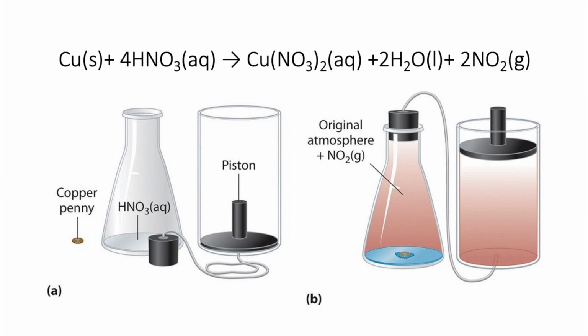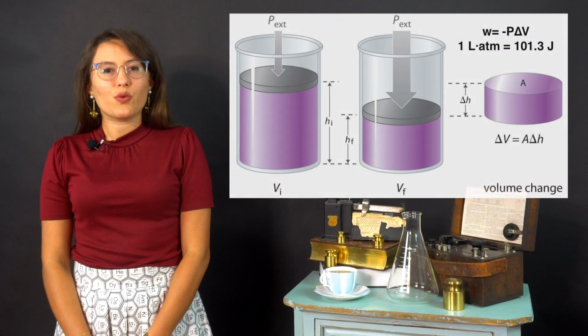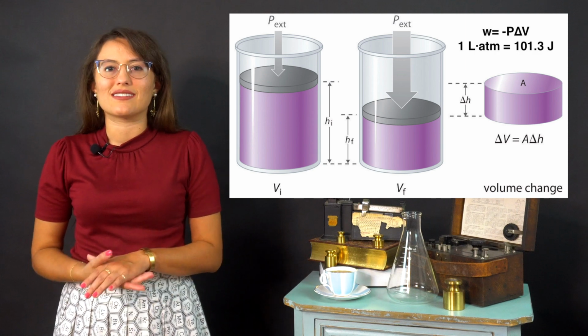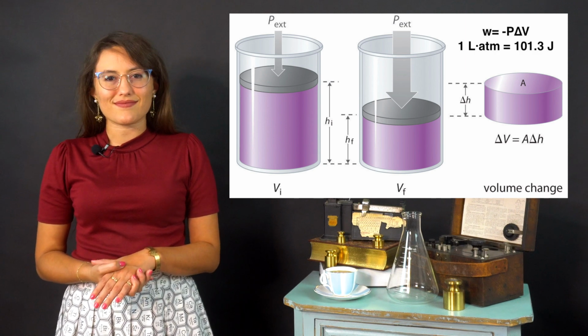The formation of nitrogen dioxide gas will push the piston upward, causing an increase in volume while keeping the pressure constant. We can calculate the work by multiplying negative pressure by the change in volume. The reason why pressure is negative is to indicate that when the volume increases, the system loses energy.